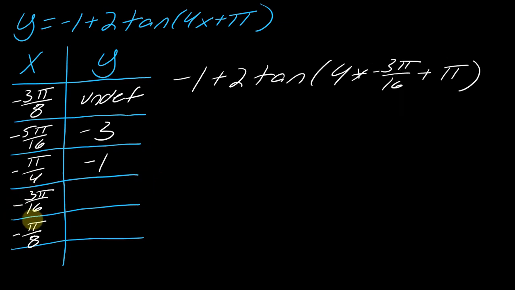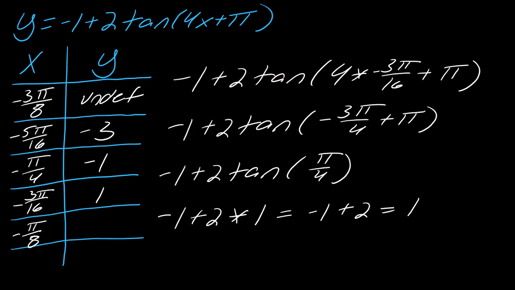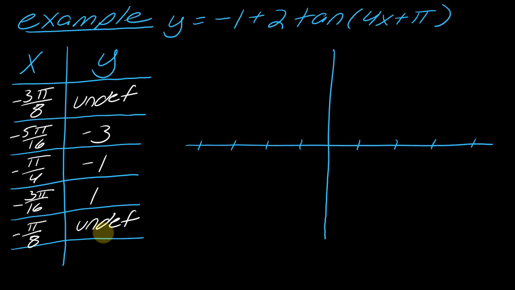So now plugging in negative 3 pi over 16. Again, I'll show you all the work for that. This one will come out to 1. And then at negative pi over 8, we know that that's undefined, so you can check my math on that. Okay, now we've got all of our points.